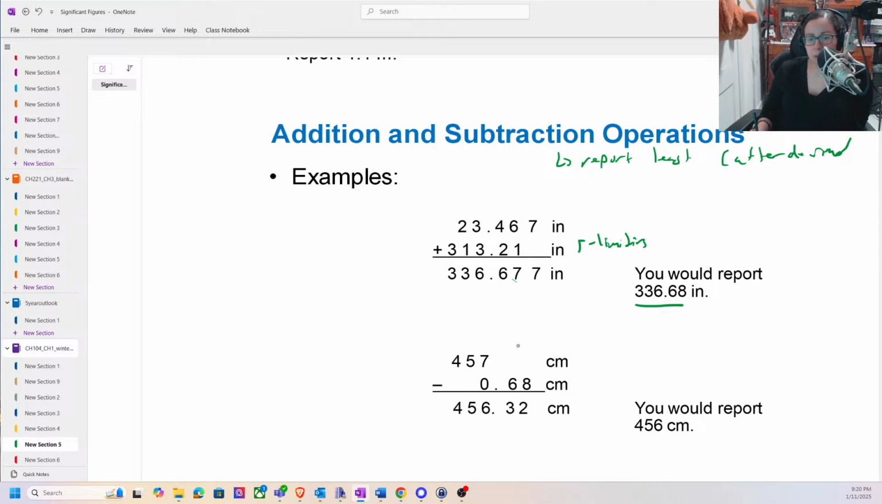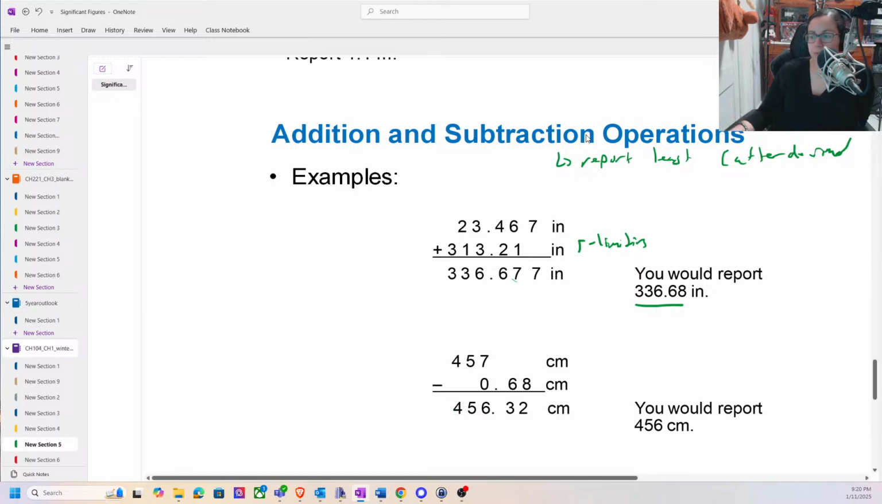Again, another reminder to give yourself enough digits for accuracy. So this one, we have no numbers after the decimal place. So 457 centimeters minus 0.68. And we can only round it again to the ones place. So now we have to round it to 456 there.